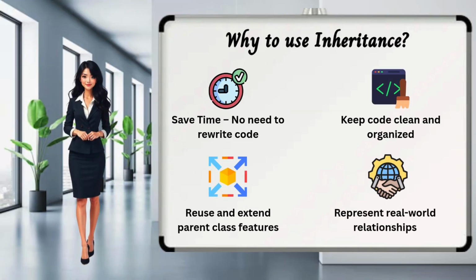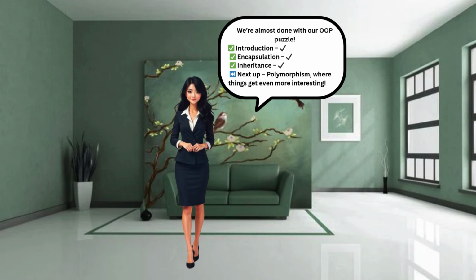Now, let us understand why to use inheritance. Save time, no need to rewrite code. Keep code clean and organized. Reuse and extend parent class features. Represent real-world relationships. We're almost done with our OOP puzzle.